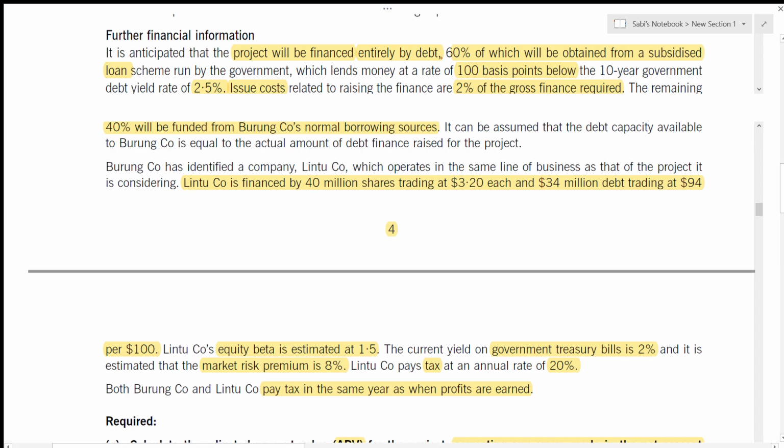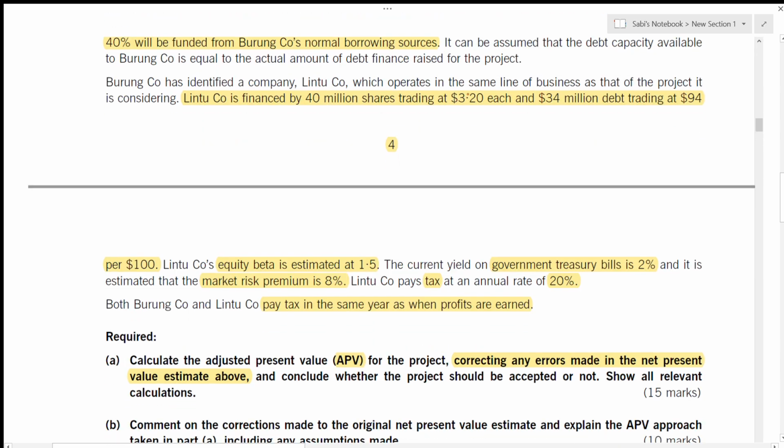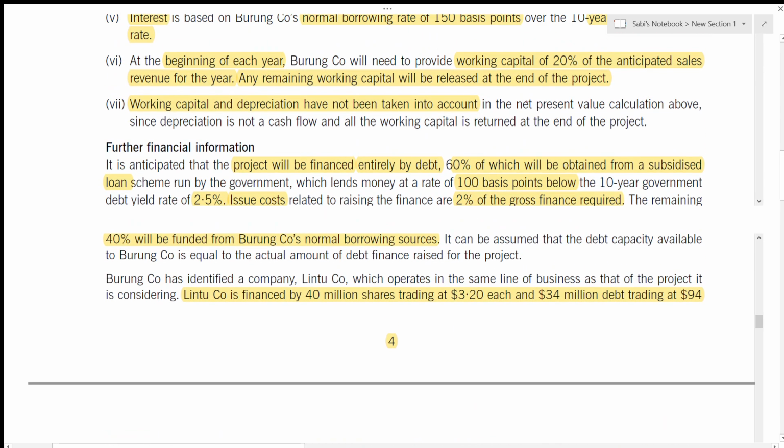So 60% of which will be obtained from a subsidized loan scheme run by the government, which lends money at a rate of 100 basis points below the 10-year government debt. Of course it will be below the 10-year government yield rate of 2.5%, because remember it's a subsidized loan, right? The borrowing rate will be lower than the normal borrowing rate or the 10-year government rate. Issue costs relating to raising the finance are 2% of the gross finance required.